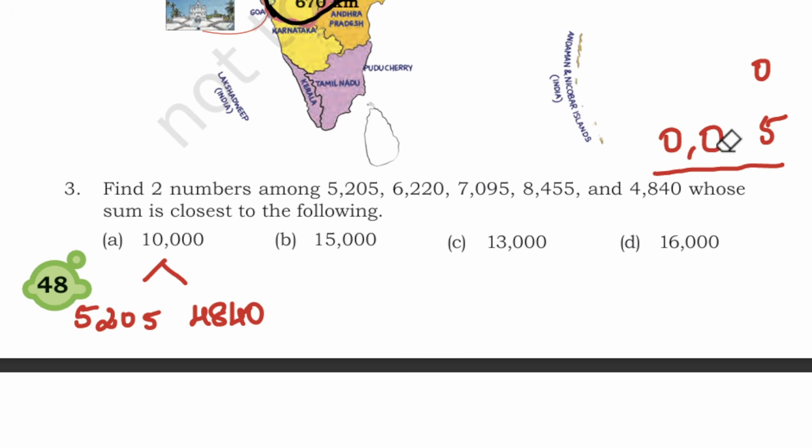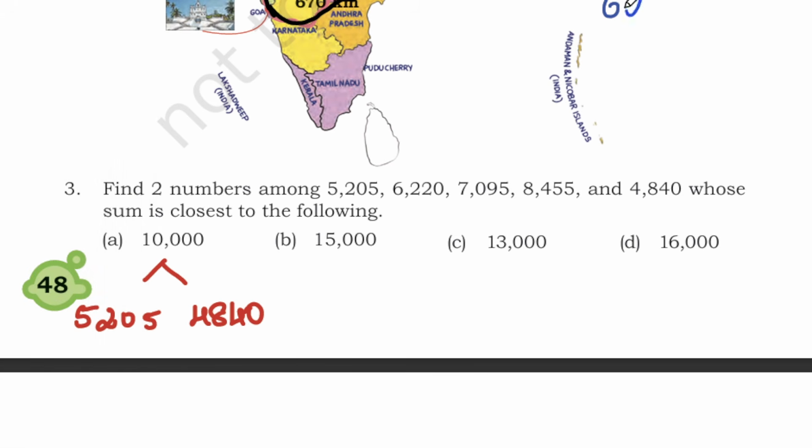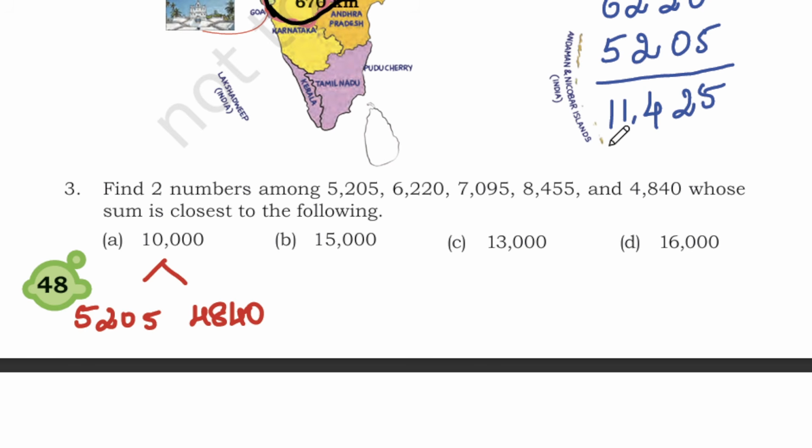This is very, very simple, students. I'm going to take another one. This time I'm going to take 6,200 and 5,205. Sorry, not 250, 205. Okay, 5, 2, 4, 6 plus 5 is 6, 7, 8, 9, 10, 11. So it is 11,425. It is not close to any of these numbers. So I'm going to skip this one.